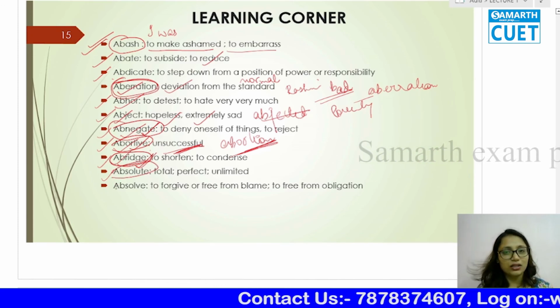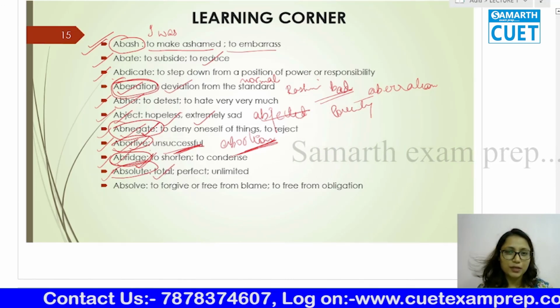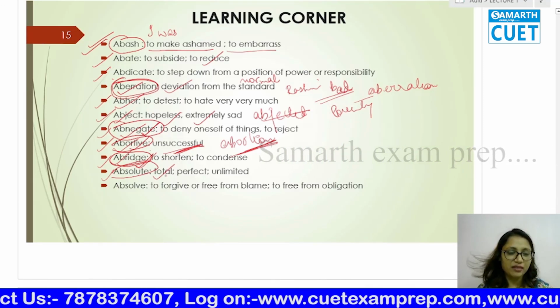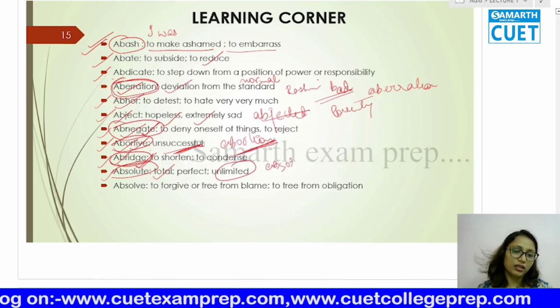Absolute means total. When you say absolutely, that means totally. Absolute means total, perfect, unlimited. That's why there's a restaurant, Absolute Barbecue.